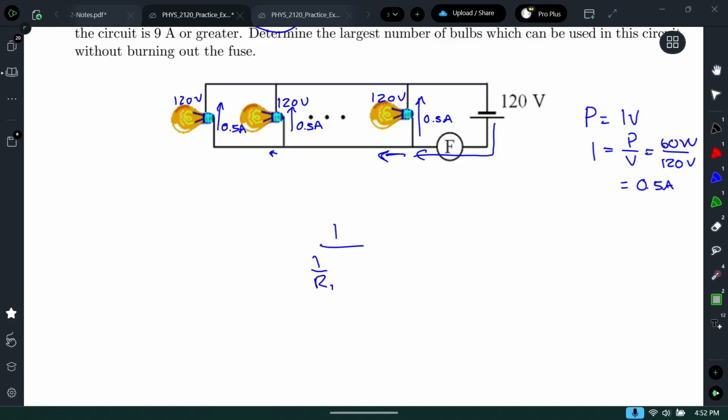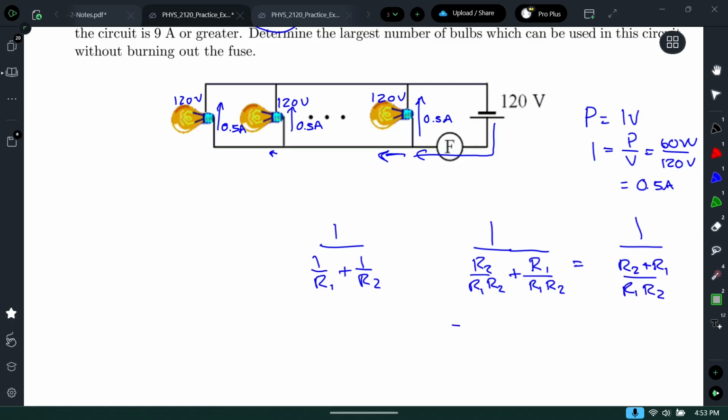So 1 over R1 plus 1 over R2. If you want to get a common denominator in the bottom, multiply the first one by R2 over R2. So R2 over R1, R2. Multiply the second one by R1 over R1. That's not changing anything because it's 1. Now you have 1 over R2 plus R1 over R1, R2. Or take the reciprocal, R1, R2 over R2 plus R1.